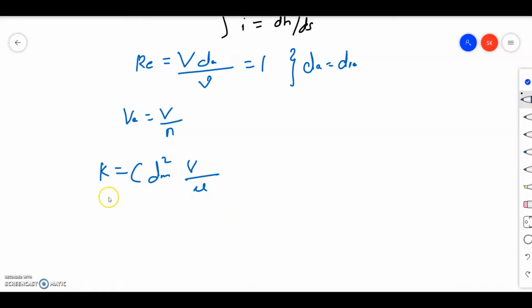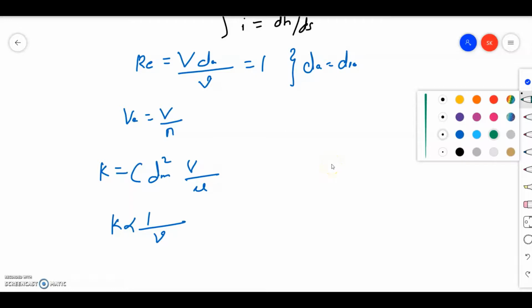So this K, the coefficient of permeability, is inversely proportional to the kinematic viscosity. As kinematic viscosity increases, K decreases, and vice versa. So in this way basically we can find out the coefficient of permeability. This C into dm square is a shape factor into a mean particle size square. So basically there is another terminology that we can use instead of this C dm square.